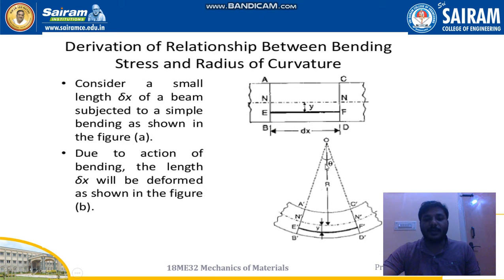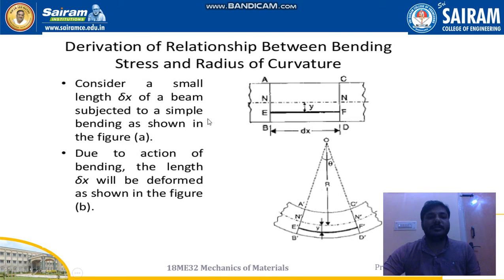When the beam bends, the second diagram indicates a curve with a radius of curvature, showing how the curve will be formed. You can see the angle theta, and R is the radius of curvature from the point O. These are the neutral axes, and the points vary from A to A dash, B dash, C dash and D dash.